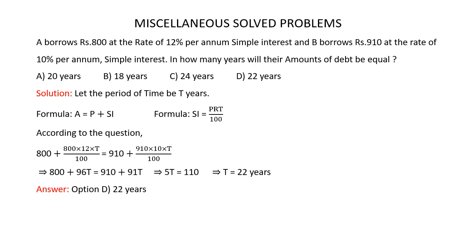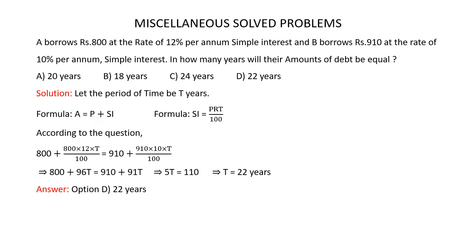So here you are asked to find out in how many years will A's amount of debt be equal to B's amount of debt. So let's assume that the period of time is T years. Now we know that amount is equal to principal plus simple interest.